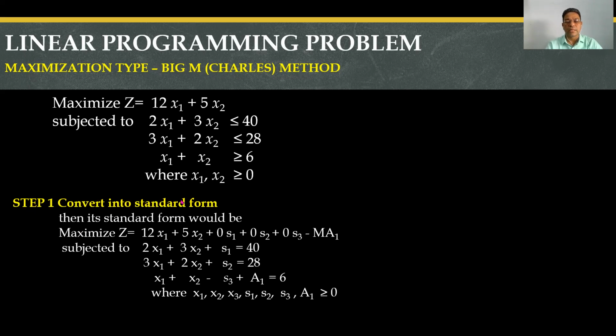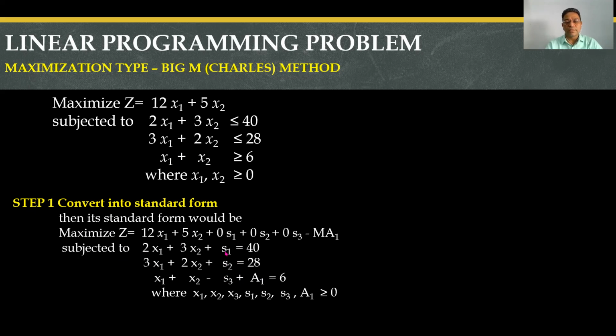This is our first step, which is to convert the given problem into standard form. The standard form will be like this, subject to the constraints: 2x1 plus 3x2 plus s1 equal to 40, 3x1 plus 2x2 plus s2 equal to 28. The third constraint is x1 plus x2 minus s3 equal to 6.